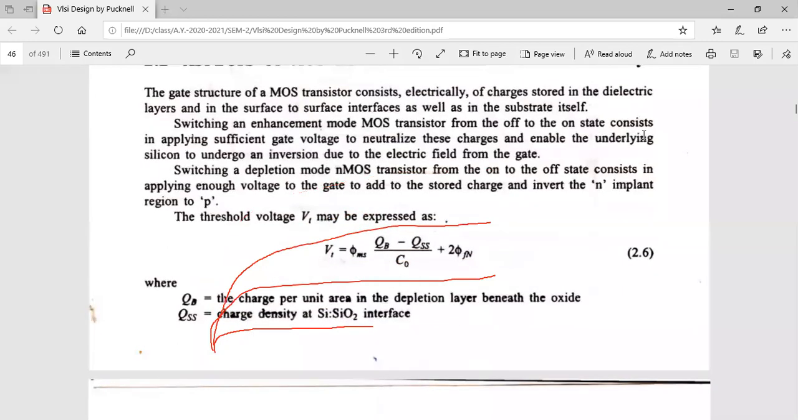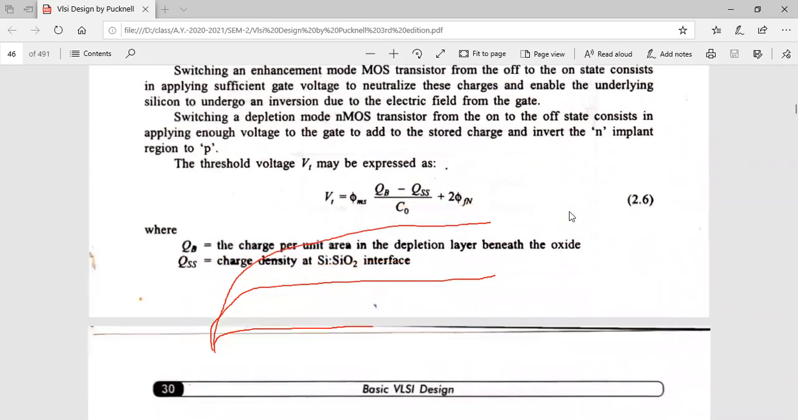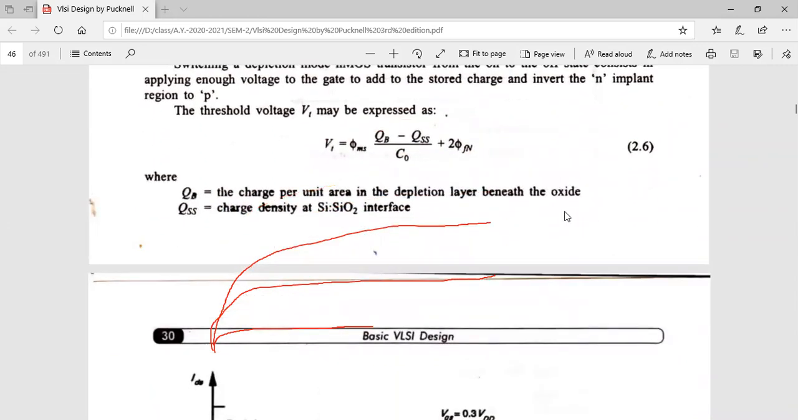Next, we are willing to switch a depletion mode transistor from the on state to the off state. We also need to apply enough voltage to the gate to store the charge and invert this N type implant region to the P type implant region, right? Now, at last, we can have the threshold voltage VT as phi ms minus QB minus QSS by C naught plus 2 phi Fn. This phi indicates the work functions, right?